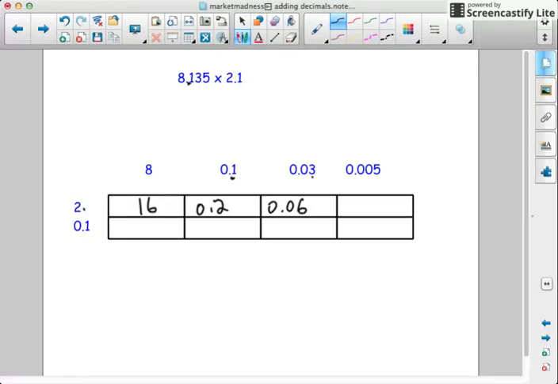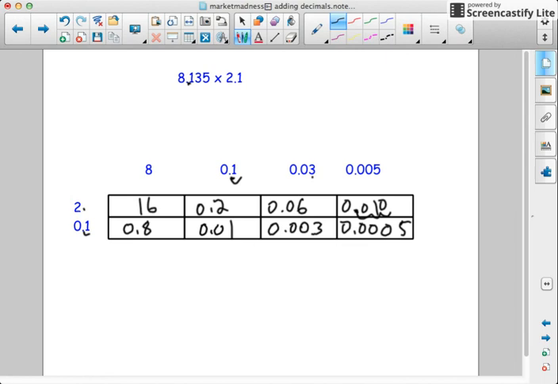0.06. 2 times 5 is 10. I have 3 decimal places, so starting here, 1, 2, 3. I need to put a 0 there, so 0.010. Now my bottom row, 0.1 times 8. Well, it'll be 8, 1 decimal place, so 0.8. 1 times 1 is 1. I have 2 decimal places, so it's going to have to be 0.01. 1 times 3 is 3 with 3 decimal places. And 1 times 5 is 5 with 4 decimal places.